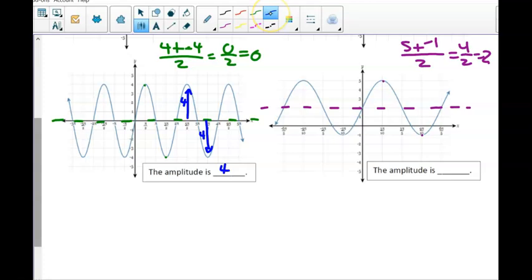And then the amplitude would be how much you go up from there, which is 3, and how much you go down from there, which is also 3. So the amplitude here is 3.